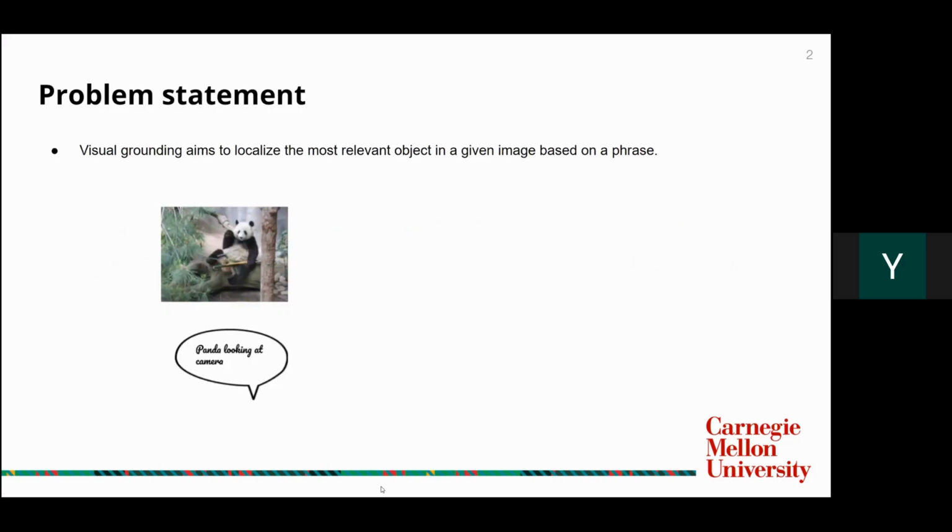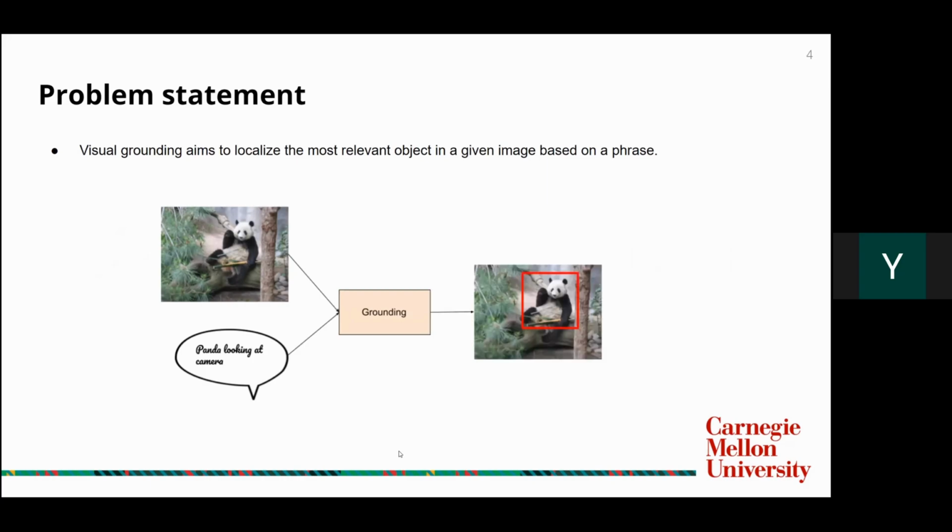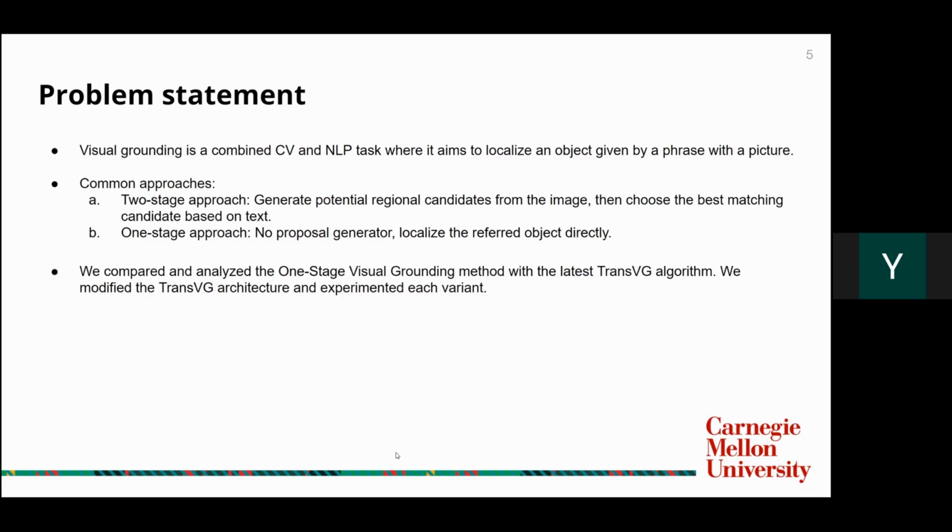Visual grounding aims to locate the most relevant object or region in an image based on an NLP query. For example, given the phrase "panda looking at camera," after grounding, we want to locate the cute panda that is greeting us in the picture. Visual grounding is a combined computer vision and NLP task.